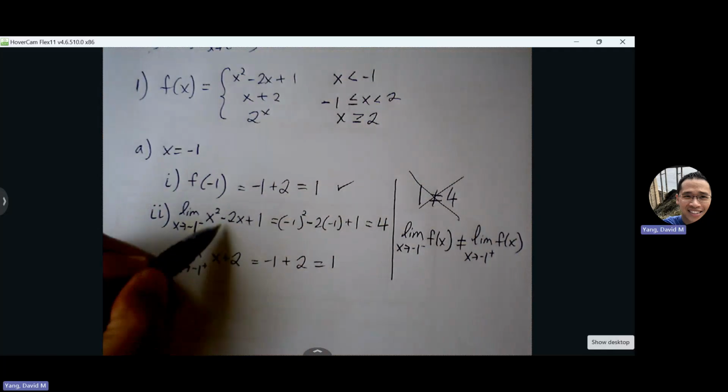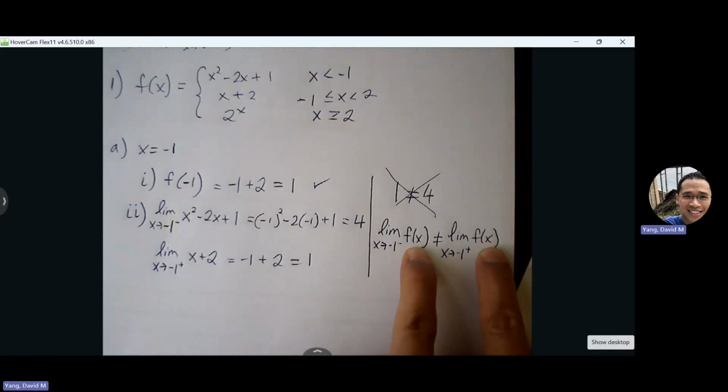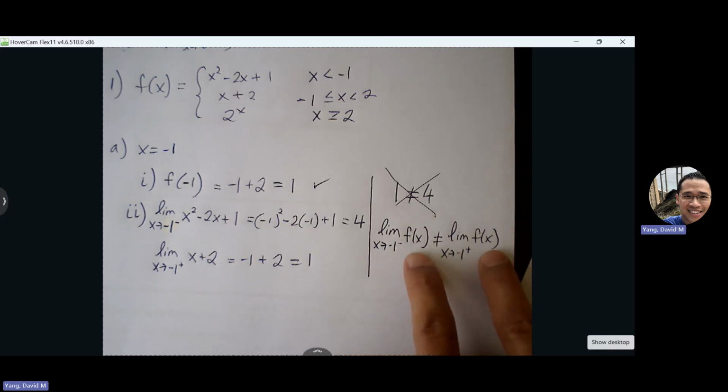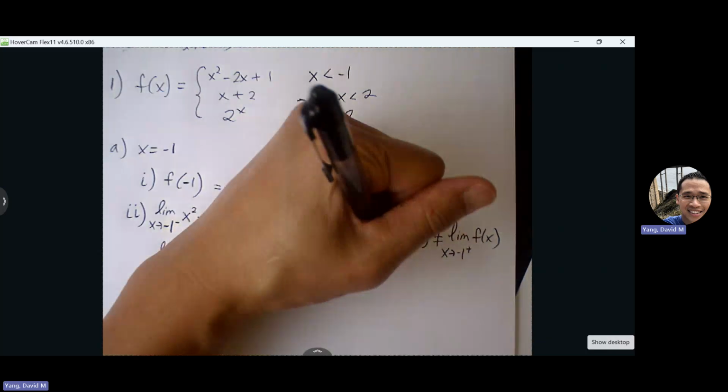You could write out these two individually if you want, but it's just easier to name those functions. But if you write the notation, make sure you name the function. You can't just leave it blank and say limit approaching -1 from the left doesn't equal the limit approaching -1 from the right. You have to name that function. And this is enough for us to confirm that the function is not continuous at x equals -1.